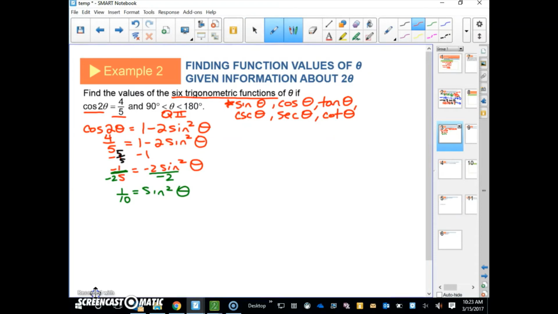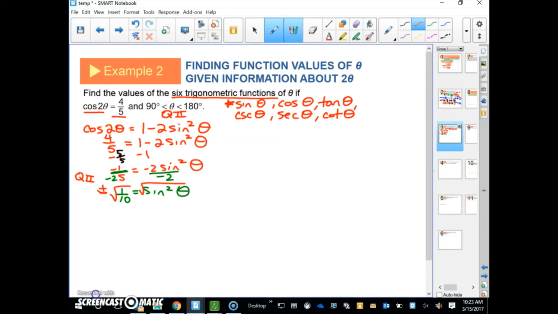So almost there. I just have to take the square root of both sides. Okay, if I want sine theta, I'm going to square root both sides. Actually, it's plus or minus square root. But remember, we're in the second quadrant. So what do we know about sine in the second quadrant?